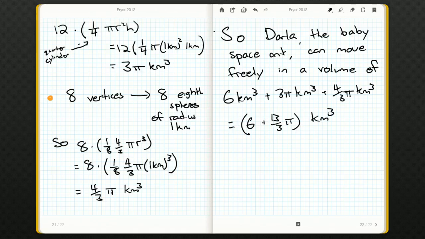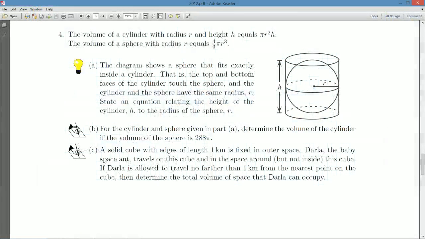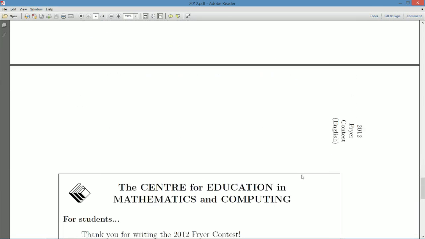kilometers cubed. I'd write that out as a decimal because I don't like the way that that's left. I guess we could make it all over 3 if we wanted to. But you've got to leave your answers as exact as possible. They didn't ask us to round or anything, so we're left with 6 plus 13/3 pi kilometers cubed. That's the area that our baby space ant can move in. All right, and I think that's all we were asked for. Determine the total volume of space that Darla can occupy. So there we go. And there's no D part.